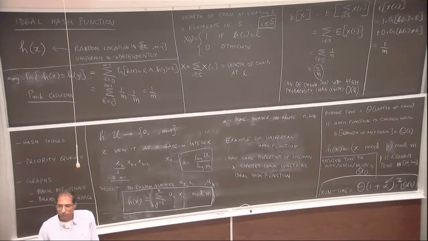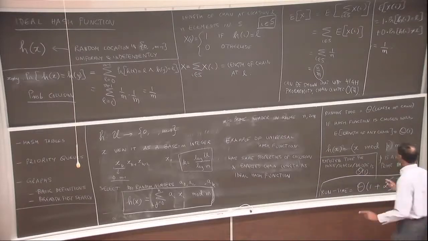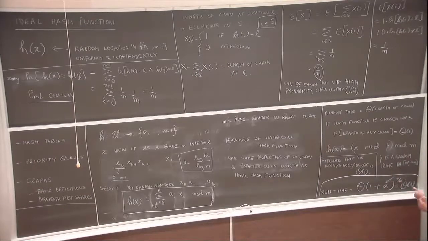So I remember you said we have to decide the size of the universe first, and then, no, the size of the table. Well, no. The universe is given to us. We don't have any control on that. But the size of the table, we already know that, right? It's m. No, that's what we are deciding.